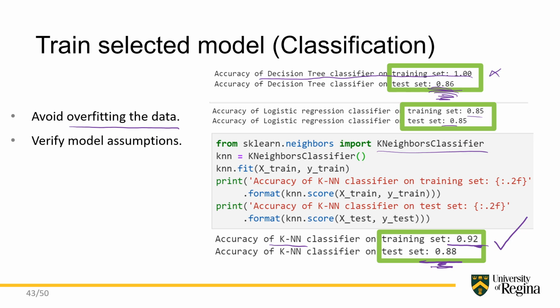But of course, this is a simple application. There are many other things involved, like the high memory usage of KNN, that we could actually consider. And also make sure that you verify the model assumptions. Sometimes the assumptions of some models are different from the type of data that we have.